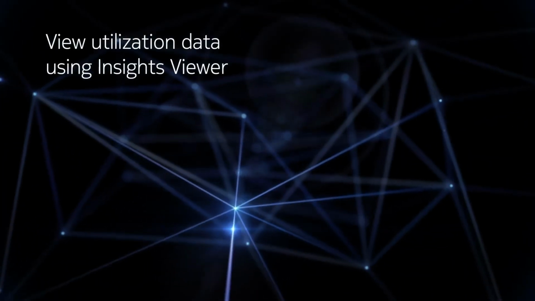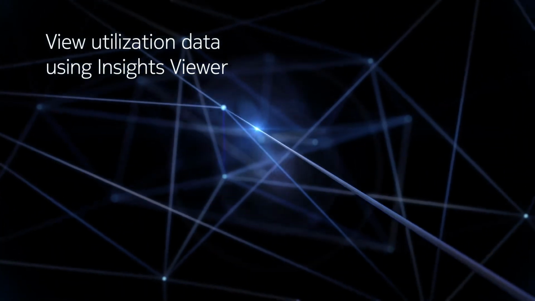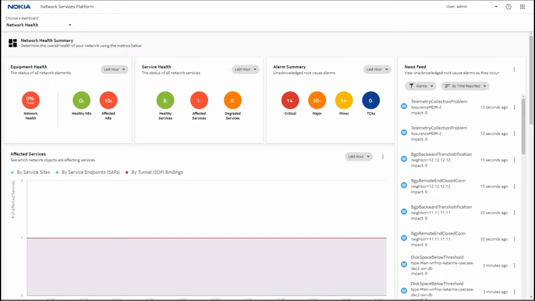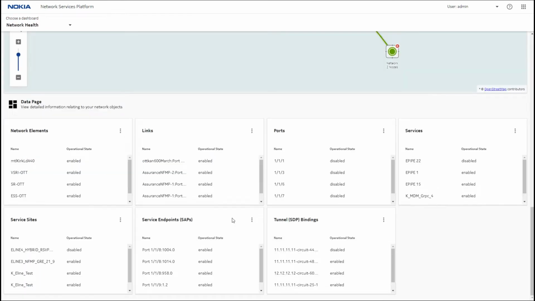Another way to monitor service function is through the Insights Viewer utility. It allows us to view raw utilization data and verify that traffic is moving between the ports that serve as service endpoints. We'll do this by starting from the Network Health Dashboard. First, we need to identify the ports for the service endpoints.